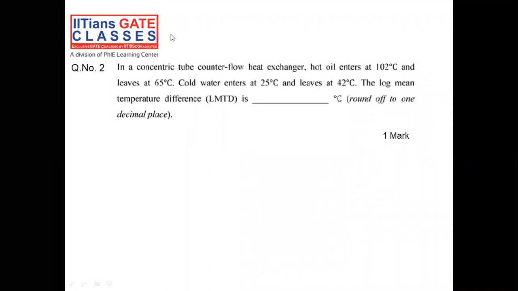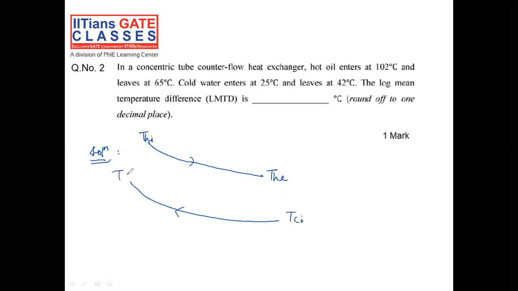Now moving on to question number 2. It is a concentric tube counterflow heat exchanger, the hot oil enters at 102 degrees centigrade and leaves at 65 degrees centigrade, and the cold water enters at 25 and leaves at 42 degrees centigrade. Then what is the logarithmic mean temperature difference, LMTD, which we need to find. So counterflow, we know that whenever the directions of the hot and the cold fluid are opposite, we call it counterflow. Let's say the hot fluid is moving and coming out, and the cold fluid is moving inside and coming out.